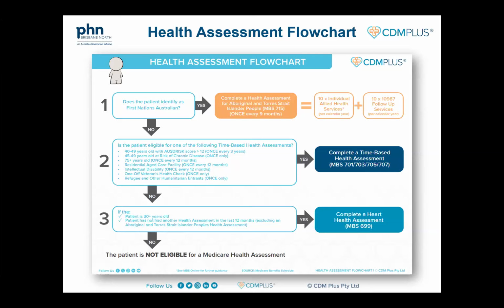The changes are that it does access up to 10 allied health visits now from just the 715. So instead of having 5 under the 715 and then 5 under a chronic condition, the 715 on its own can actually trigger those 10 allied health services. So I've got that on another slide with a flow chart to just hopefully make a little bit more sense of that. And then it also does, once this 715 has been triggered and billed, it does also allow for the 10 follow-up numbers, so the 10987.